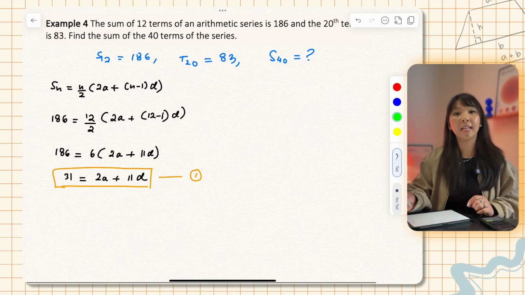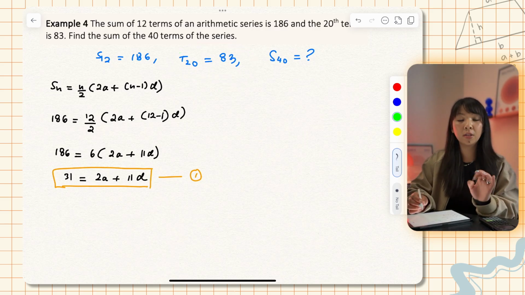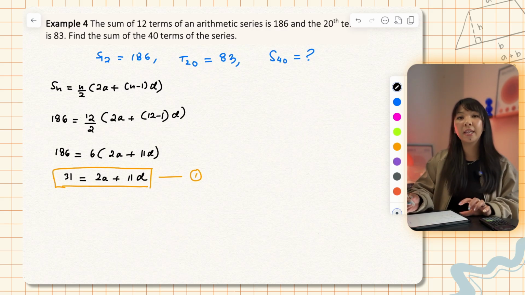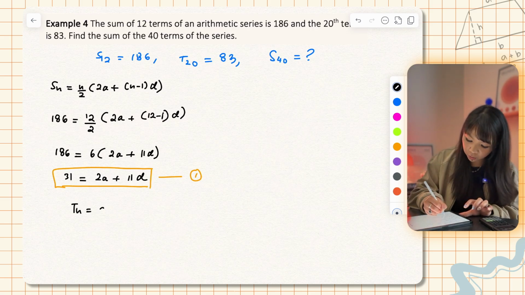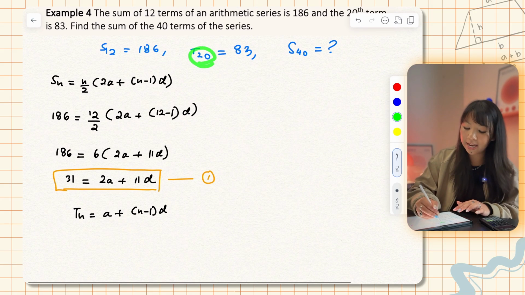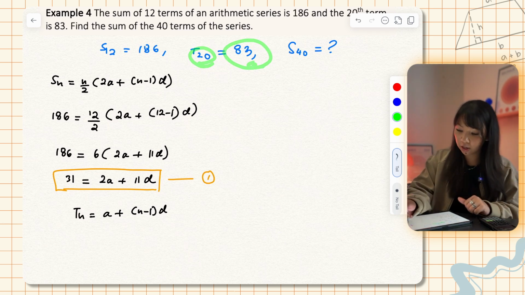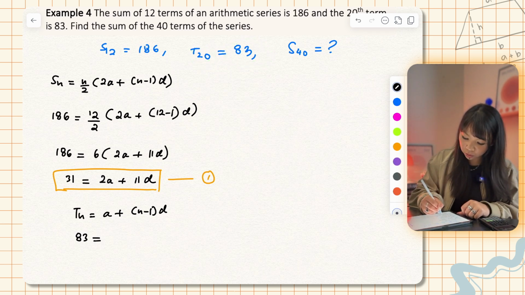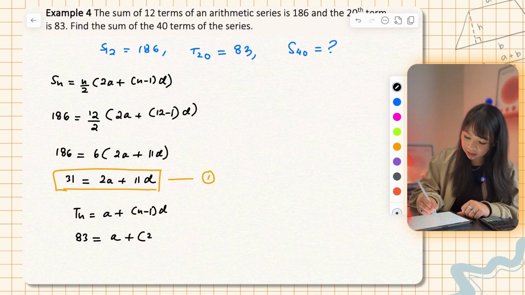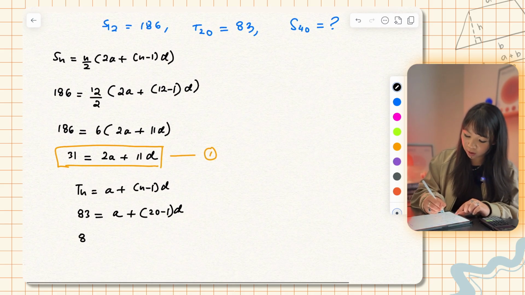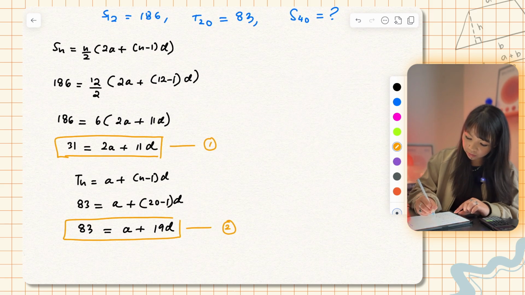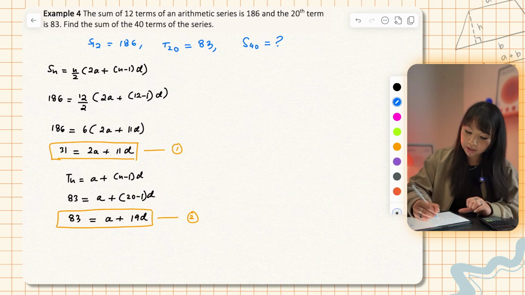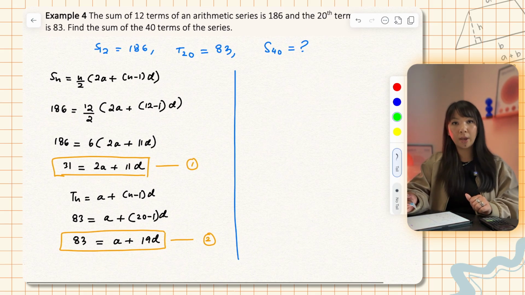Now let's find the next simultaneous equation, which is that the 20th term of the sequence is 83. We're plugging that into the Tn formula because they've given us the 20th term. So Tn equals a plus n minus 1 d. The 20th term, so n is equal to 20, corresponds to a term value of 83. So we get 83 equals a plus 19d. Now these are your two simultaneous equations.